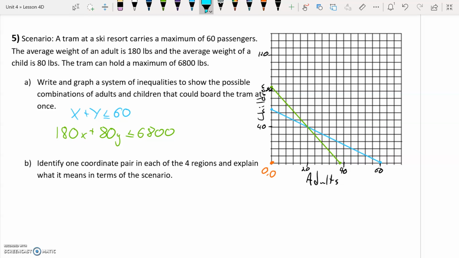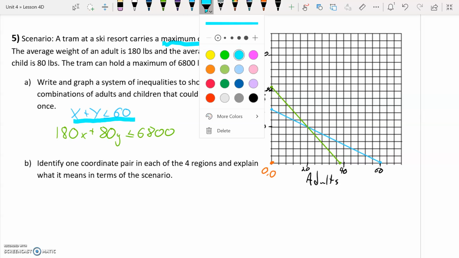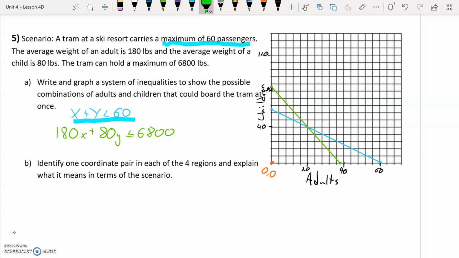So the first inequality that we get is the fact that it can carry a maximum of 60 passengers. So that's where the x plus y is less than or equal to 60 comes from. If we're using adults for x and children for y, those two numbers have to add up to a number that is less than or equal to 60. And the other inequality pertains to the weight limit. An adult is 180 pounds, a child is 80 pounds, and a maximum total weight of 6,800 pounds. That's where the second inequality comes from.